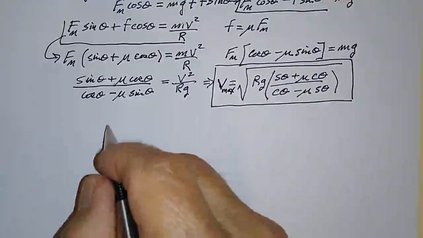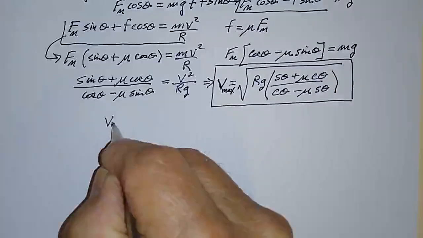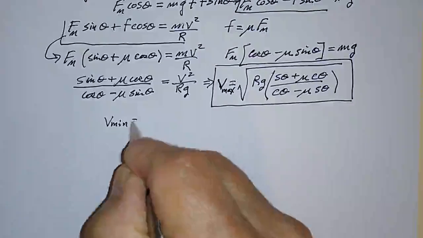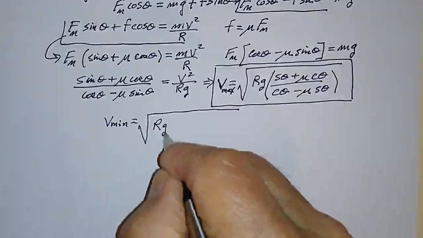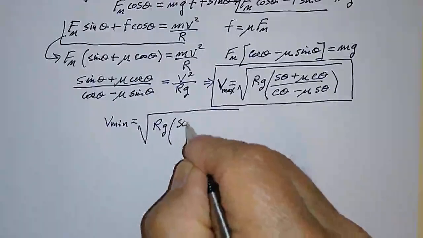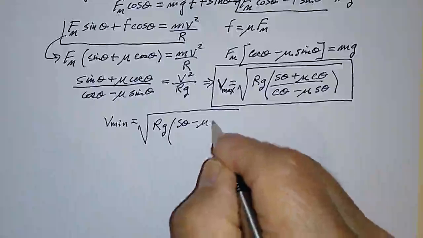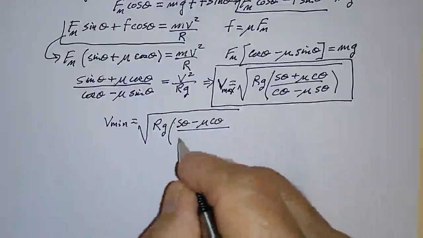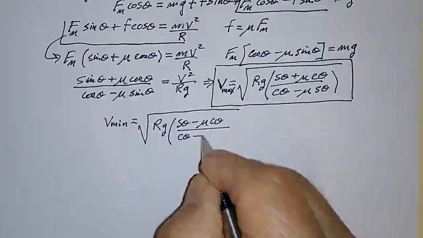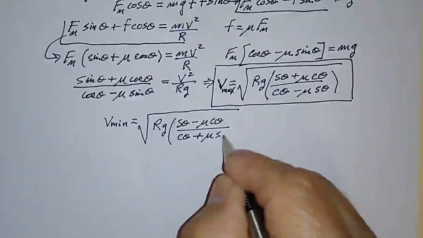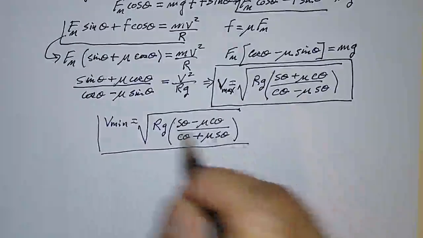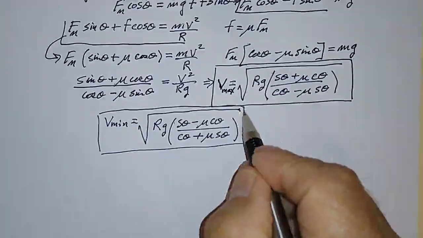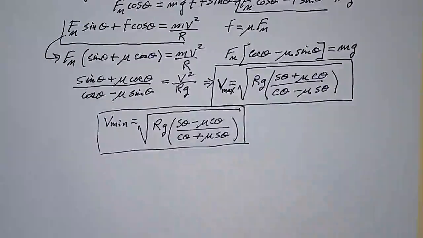So I can just write down that V min is equal to the square root of R times G times sine theta minus mu cosine theta divided by cosine theta plus mu sine theta. And it would be a nice little exercise for you to work that out yourself, but I can tell you that's the way it works. But here's what you need to watch out for.